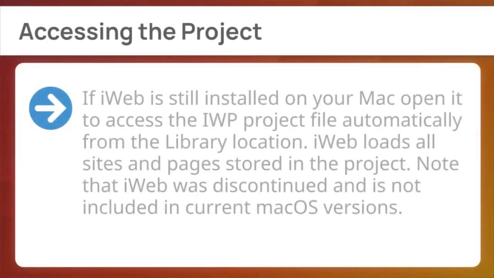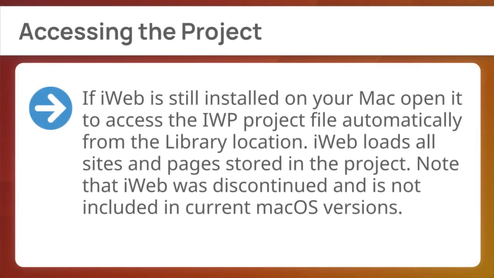First, accessing the project. If iWeb is still installed on your Mac, open it to access the IWP project file automatically from the library location. iWeb loads all sites and pages stored in the project. Note that iWeb was discontinued and is not included in current macOS versions.